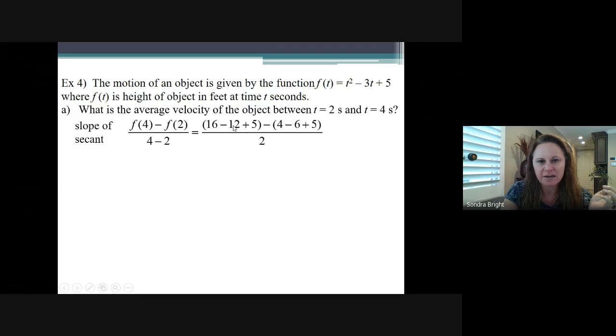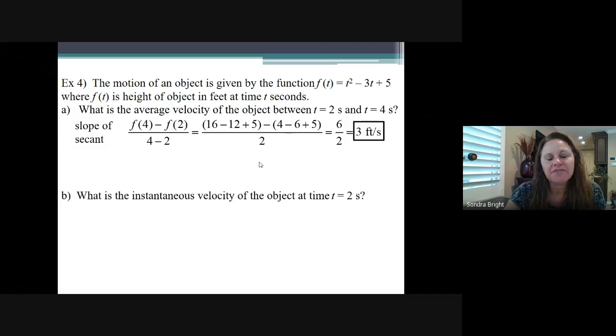Simplifying this, 16 minus 12 plus 5 is 9, and 4 minus 6 plus 5 is 3. So 9 minus 3 gives you 6, divided by 2, which leaves you with 3 feet per second. So the average velocity of this object is 3 feet per second. Now, if they want to know the instantaneous velocity of the object at a specific time, what's the velocity when t equals 2?